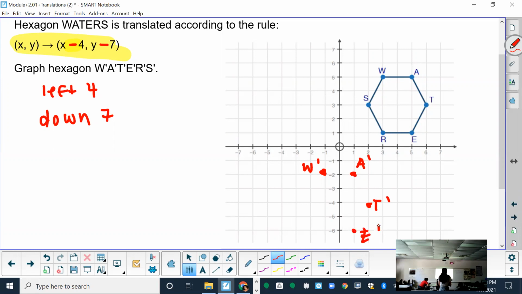All right, and the images should look exactly the same. The side length should be the same. The angle measure should be the same. And then what you get is your translated image. Should look something like this. All right, questions, comments?